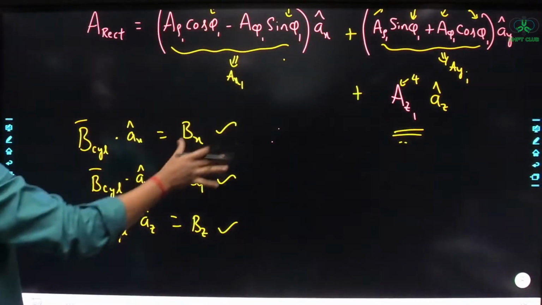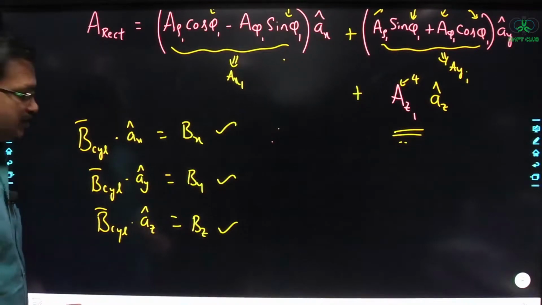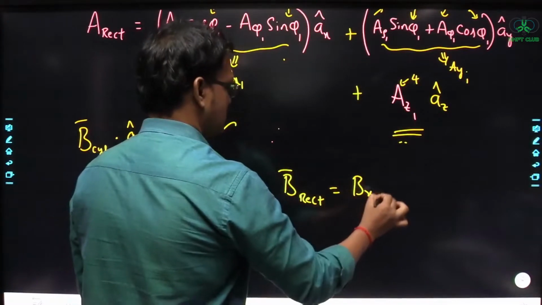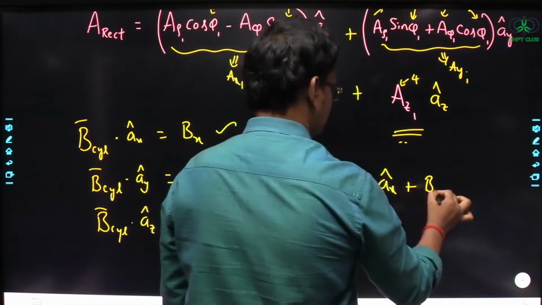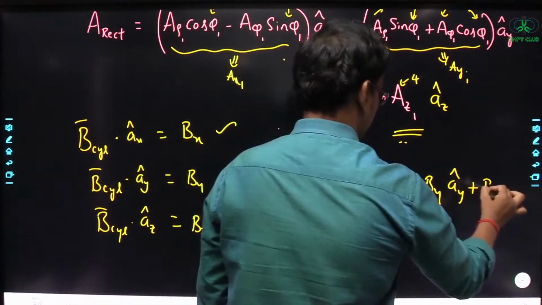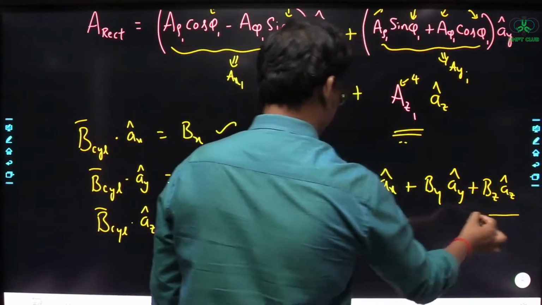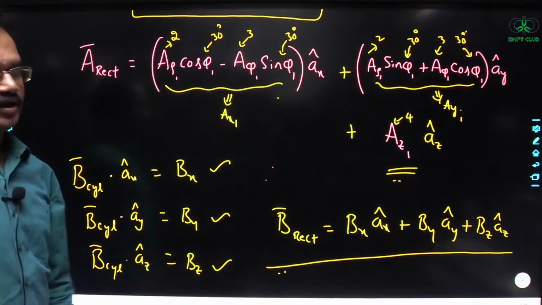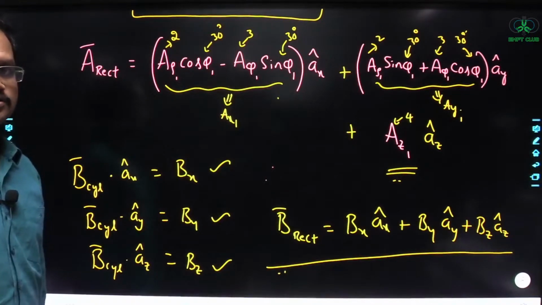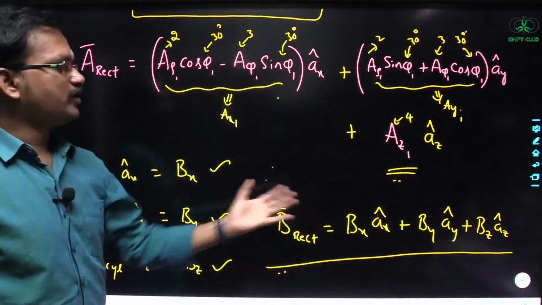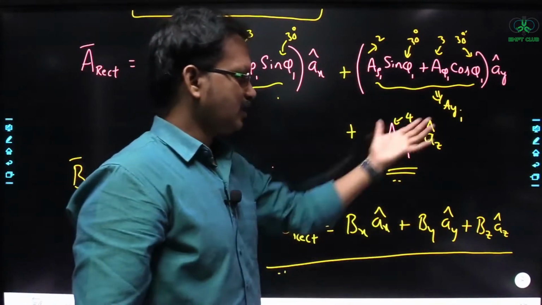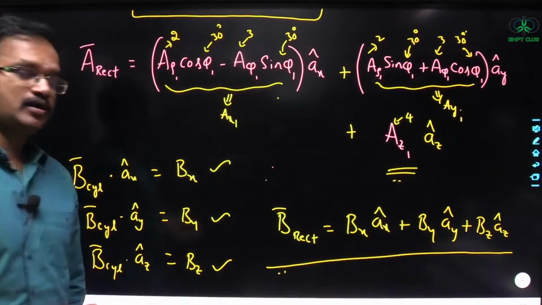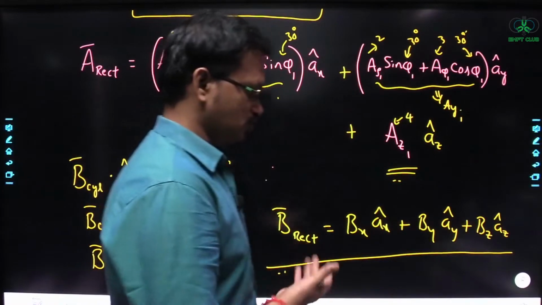So whatever we have done, in the same manner you can perform this also. Then you can write B bar rectangular as Bx Ax cap plus By Ay cap plus Bz Az cap. So once you represent it in this manner, then you can add this A rectangular and B rectangular. Understood? You can add the x components directly, the y components directly and the z components directly, right? So here I have explained the procedure for how to do this.